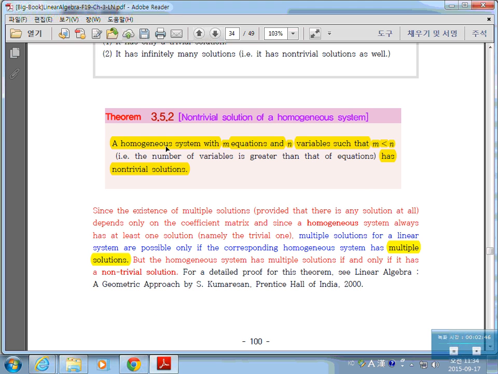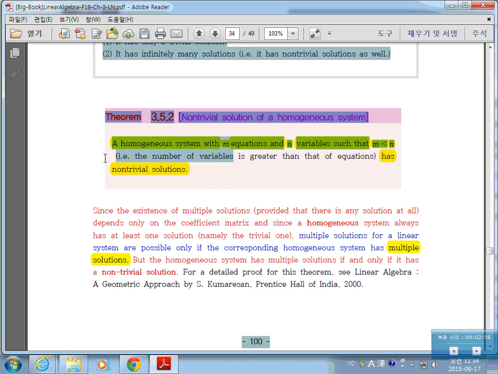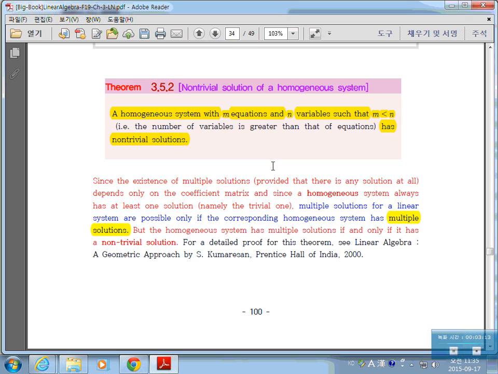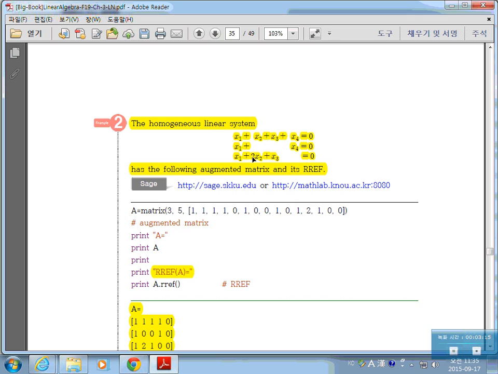Okay, now, a homogeneous system with m equations and n variables such that m is less than n always has non-trivial solutions. If we have more variables than the number of equations in a homogeneous linear system of equations, then it always has infinitely many solutions. Okay, so this is the meaning of this theorem.